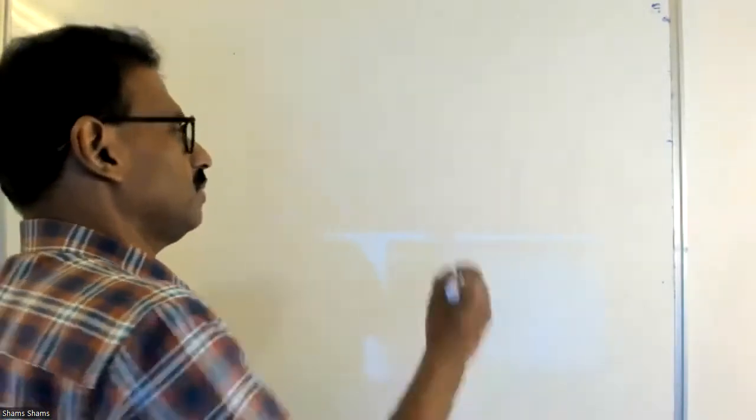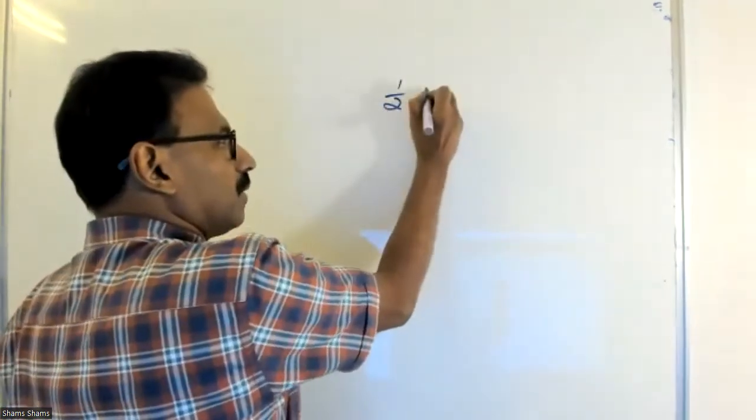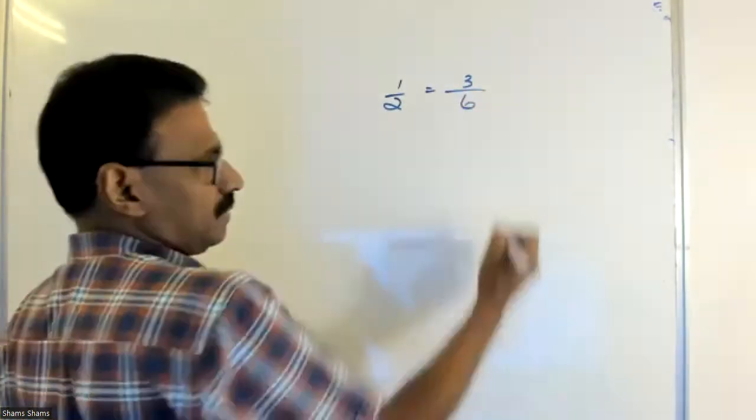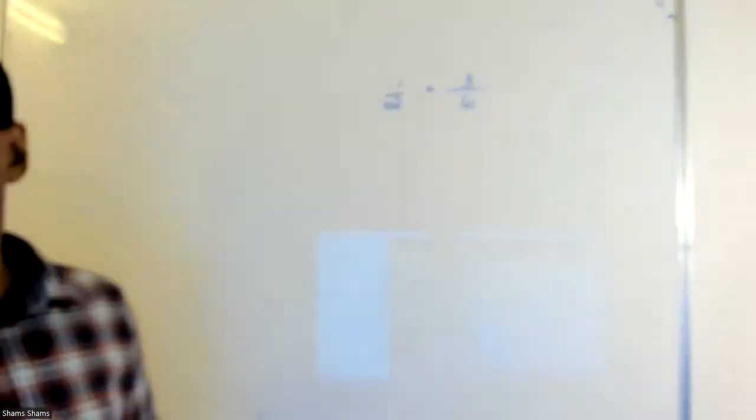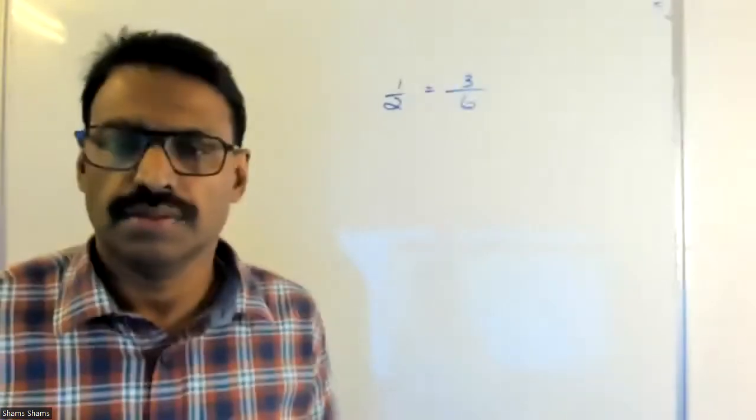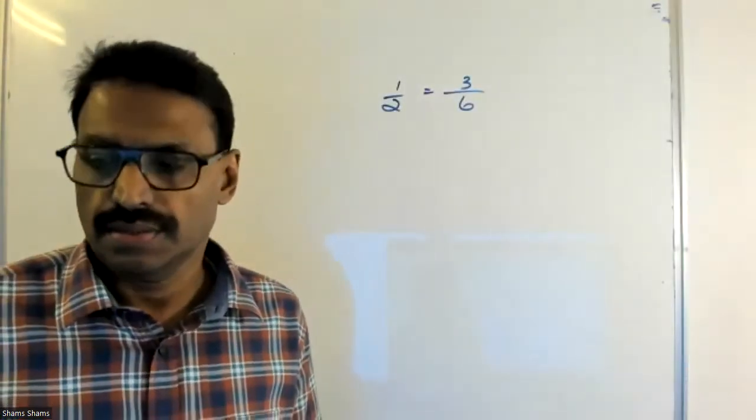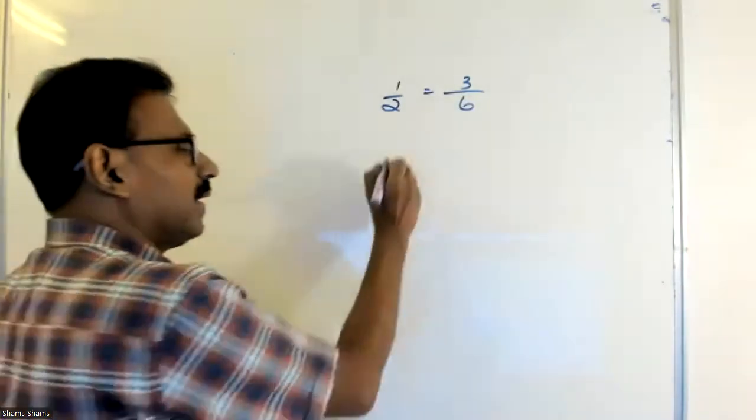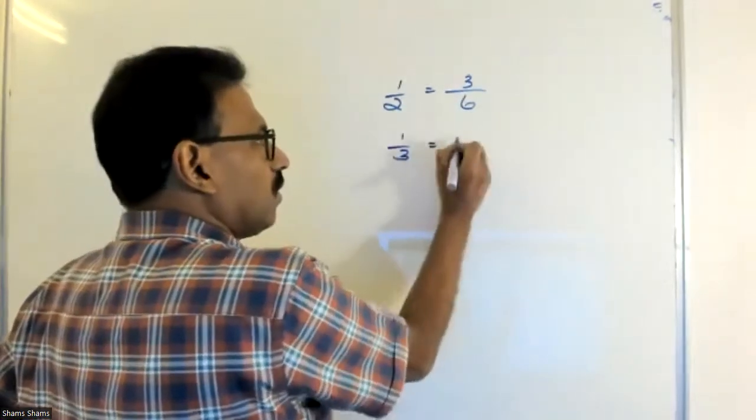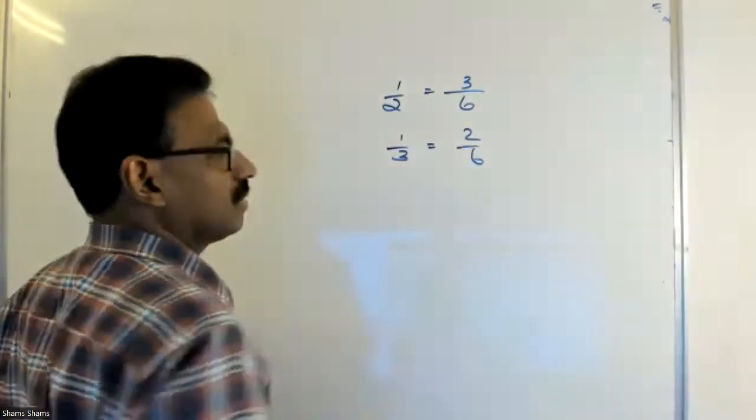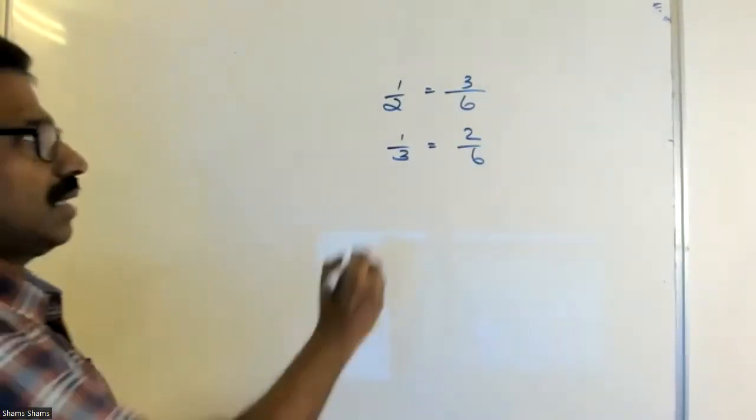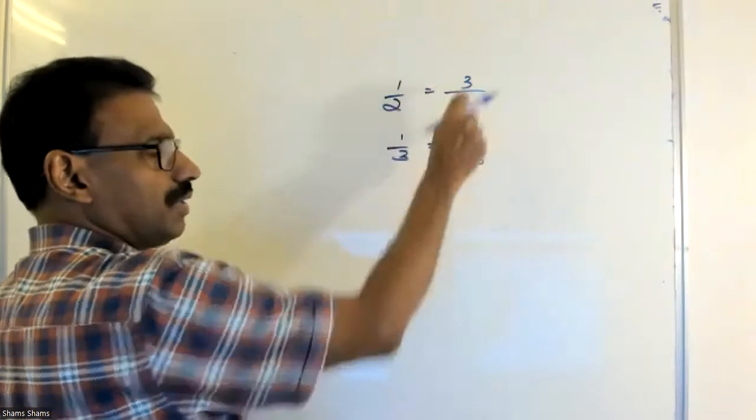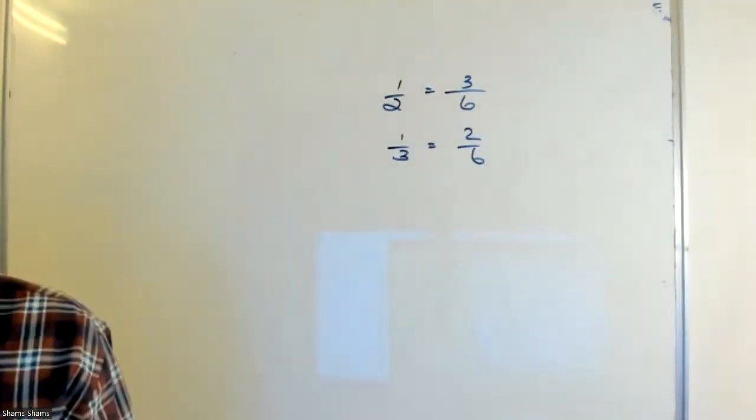Look, use 1/2 equal to 3/6. Correct or not? 1/2 equal to 3/6. Right? Yes, sir. Okay. Can I write this one 1/3 equal to 2/6 also? This is coming to here. This is going here. 1/3 equal to 2/6. That is also correct, right?